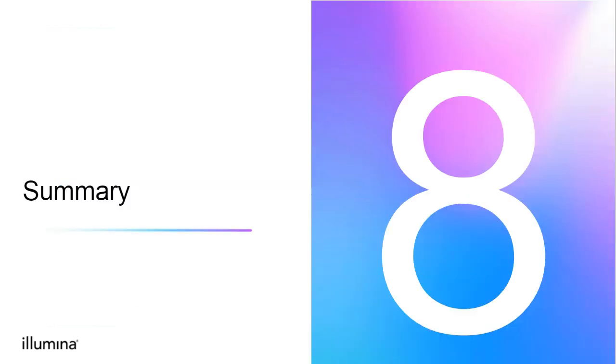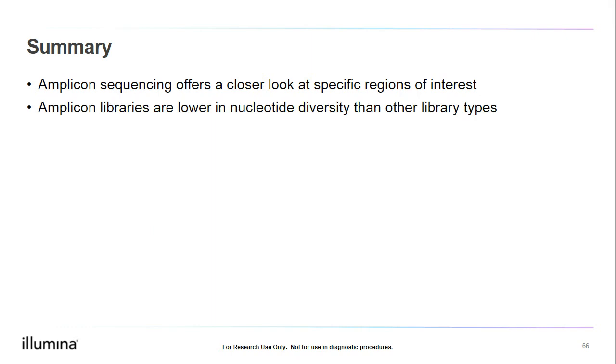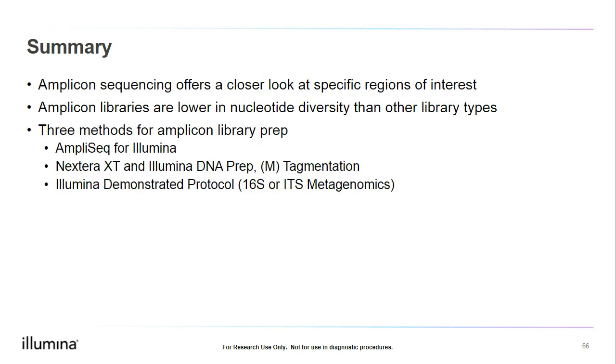I'll now give a quick summary of our talk today. We discussed that amplicon sequencing is a method that gives us a closer look at specific regions of interest in the genome. Amplicon libraries are lower in diversity than other library types, and some are very, very low in diversity. We discussed 3 methods to prepare amplicon libraries: AmpliSeq for Illumina, Nextera XT and Illumina DNA Prep, and the Illumina Demonstrated Protocol, 2 applications of which are the 16S and ITS metagenomics protocols.